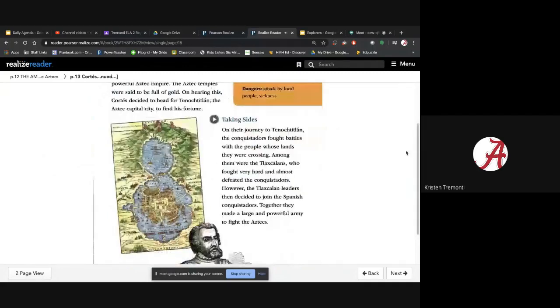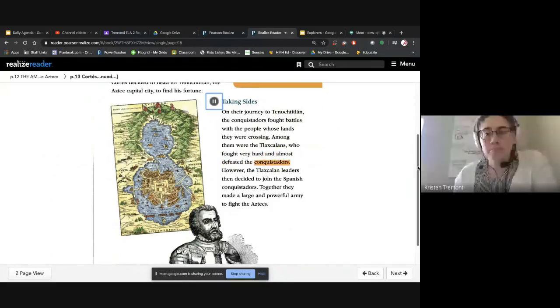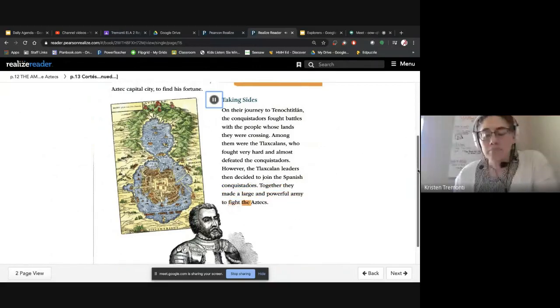Taking sides. On their journey to Tenochtitlan, the conquistadors fought battles with the people whose lands they were crossing. Among them were the Tlaxcalans, who fought very hard and almost defeated the conquistadors. However, the Tlaxcalan leaders then decided to join the Spanish conquistadors. Together, they made a large and powerful army to fight the Aztecs.